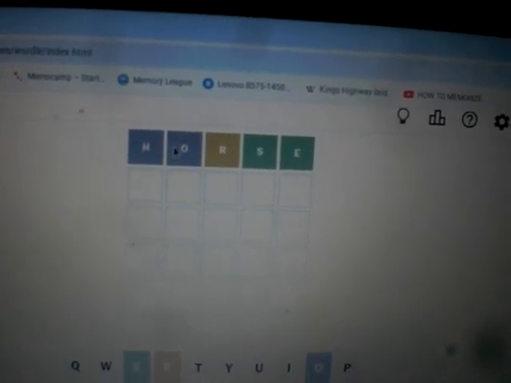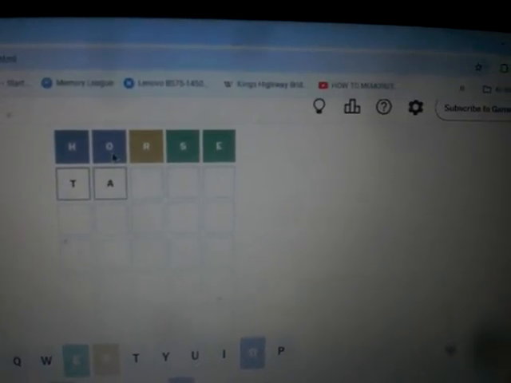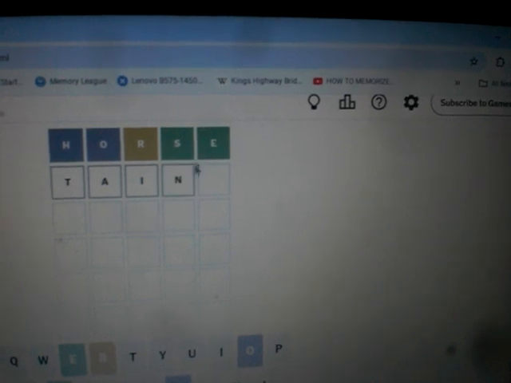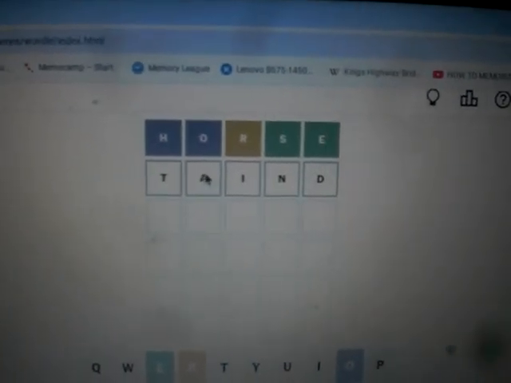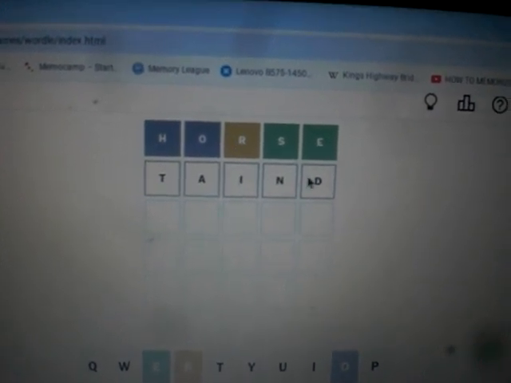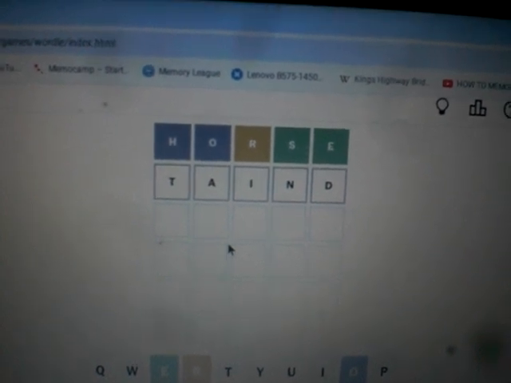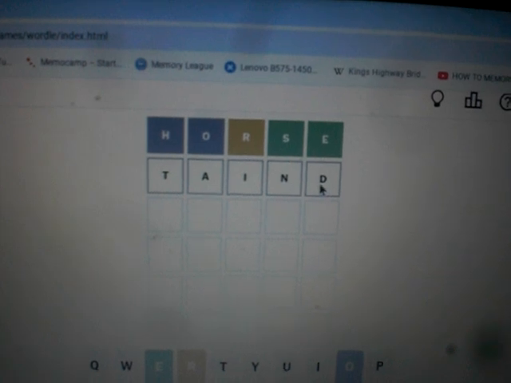So let's use our ETAOIN SHRDLU system. Let's go over that again. In other words, the next 5 most common letters in the English language, left to right, are T, A, I, N, D in that order.